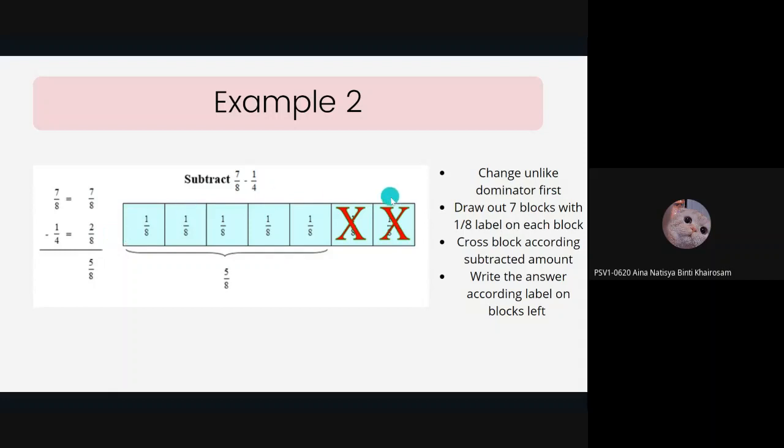So our next step is to draw out 7 blocks with 1 over 8 labeled on each block like this. Then we cross out blocks according to the subtracted amount. We want to subtract 1 over 4, so we cross out 2 blocks. Next we count the remaining blocks: 1, 2, 3, 4, 5. So the final answer is 5 over 8.